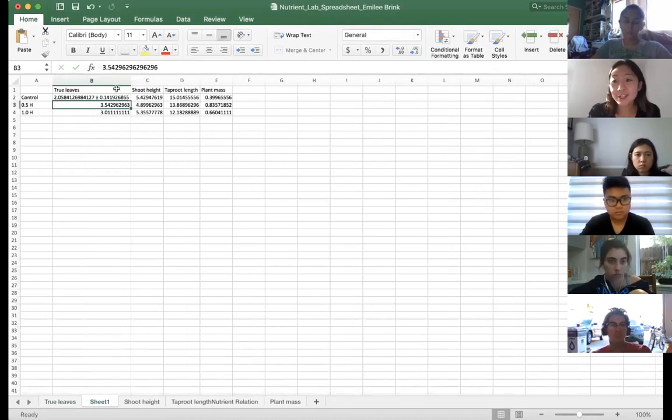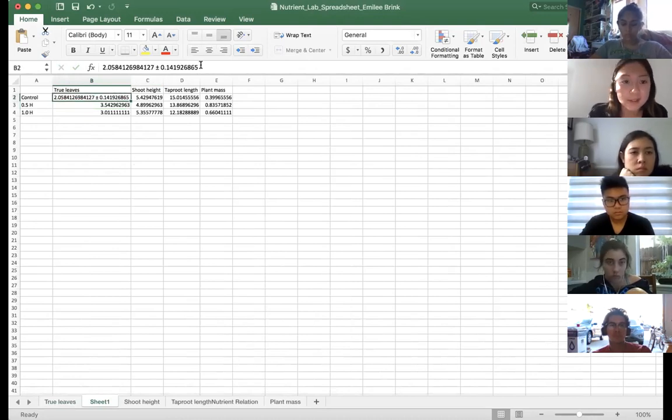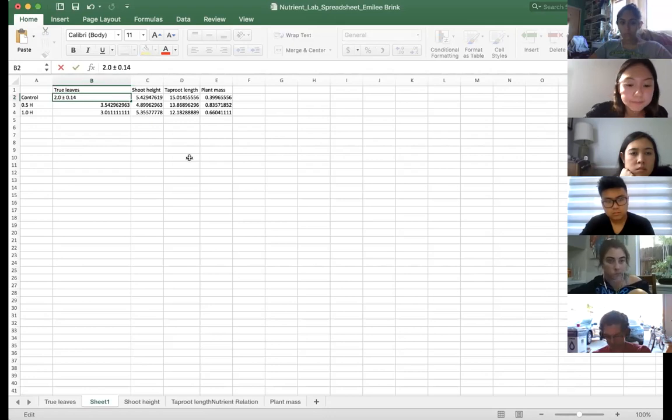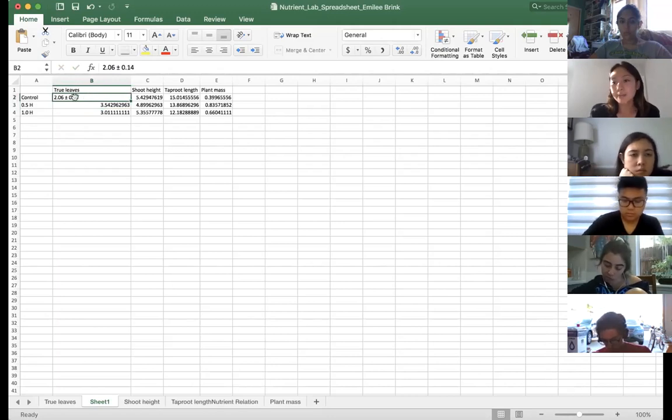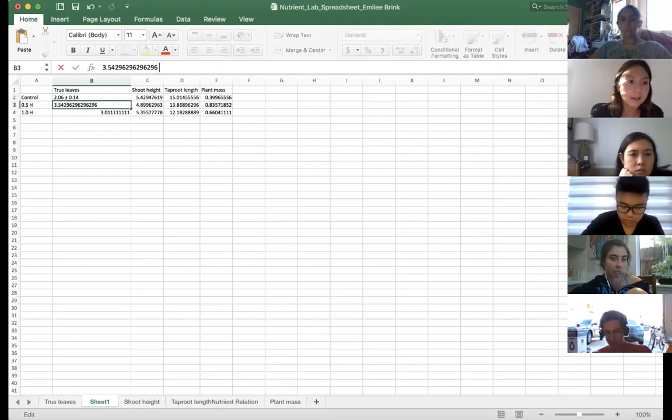That's a lot of significant figures. We're biologists. We don't need that many significant figures. We're not chemists. So just go ahead and round to the nearest hundredth. So 0.14. And then here I would just round it to 2.06. And then enter. So this is what it should look like essentially. So for true leaves, specifically the control, the mean plus or minus the standard deviation, and then you would just go ahead and do the same thing here.